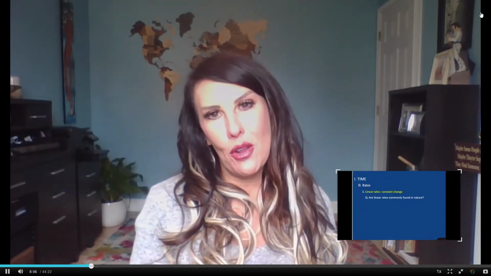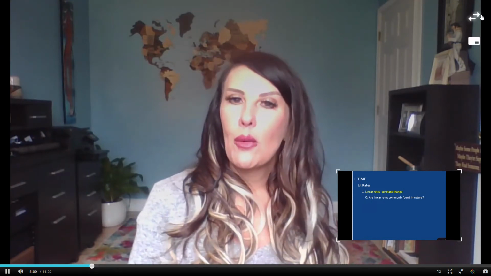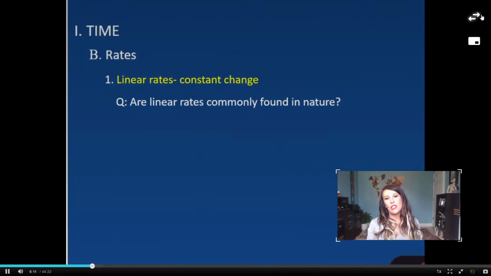So when we establish rates, we're looking at two different types. We're asking questions about linear rates and nonlinear rates. So my question to my viewers at home: are linear rates commonly found in nature? What's a linear rate? You remember that you have an x-axis and a y-axis, and you're looking for either an increasing or a decreasing trend. That is a linear rate. So an example of a linear rate might be college tuition.